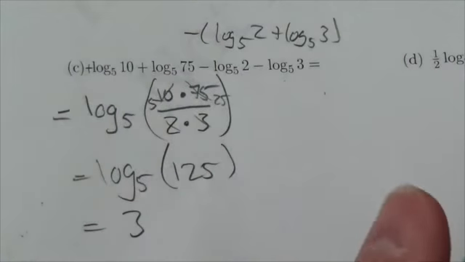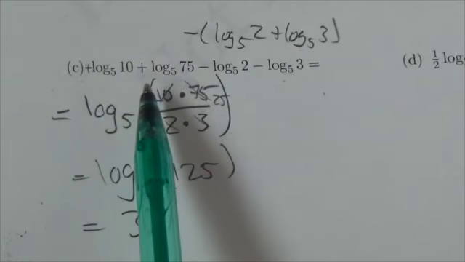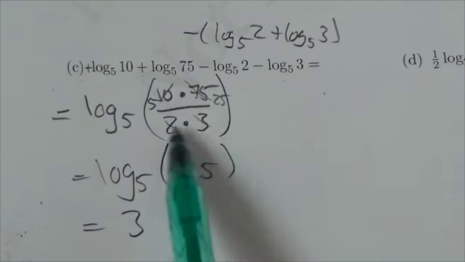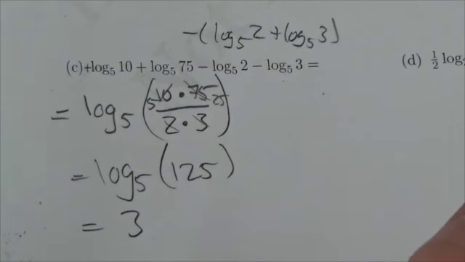Okay? But what I want you to see here is that if there's positive signs in front, those terms end up in the numerator. If there's negative signs in front, those terms end up multiplied together in the denominator.